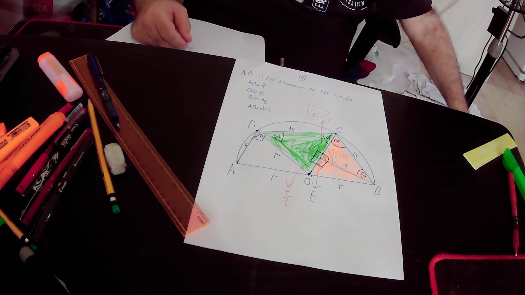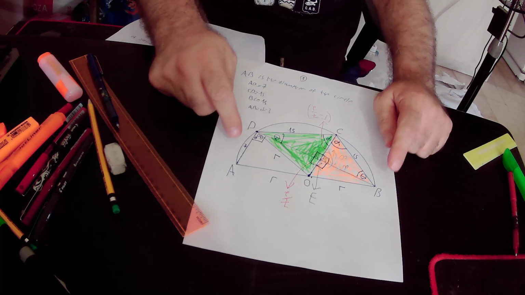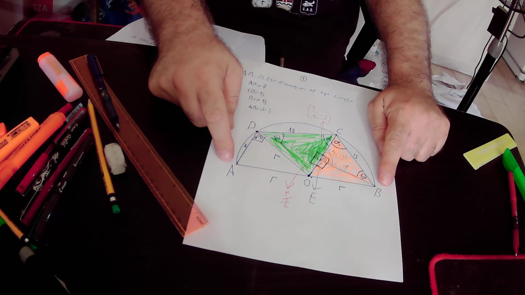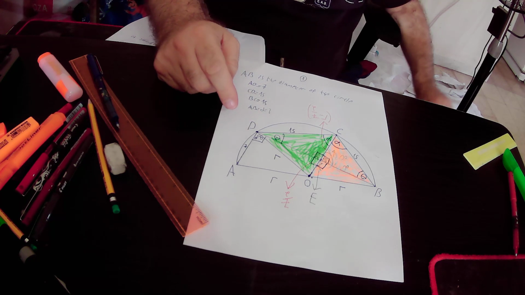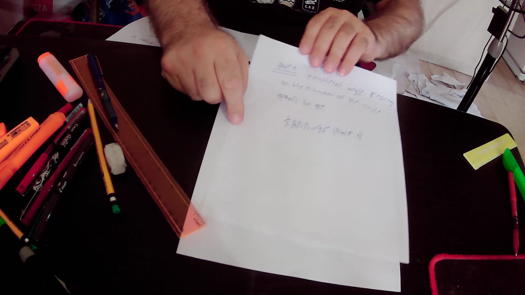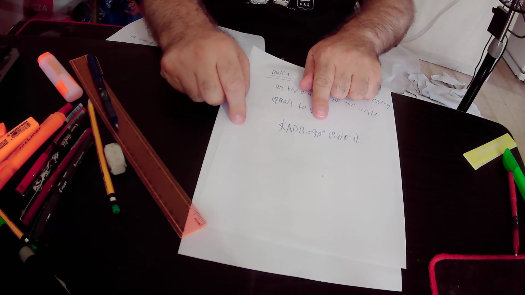So actually angle ADB is the peripheral angle that rests on AB, that is the diameter of the circle, therefore it equals 90 degrees. Okay, so angle ADB is the right angle, it equals 90 degrees according to rule number 1.